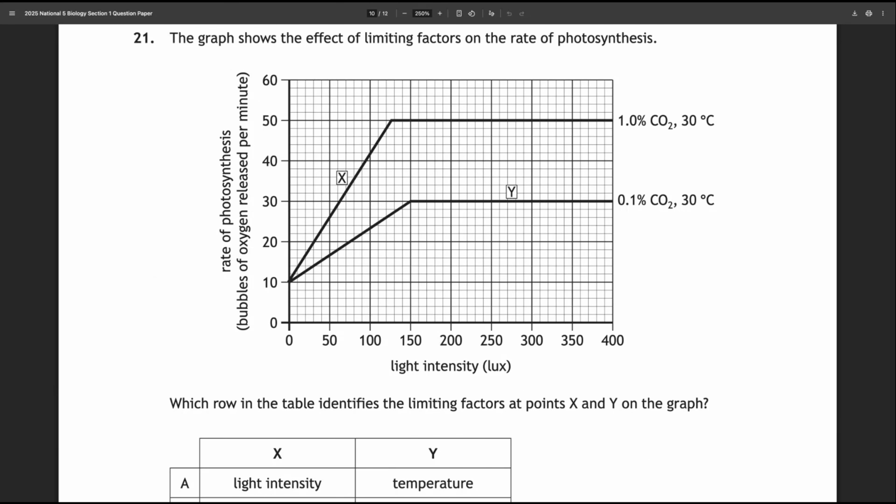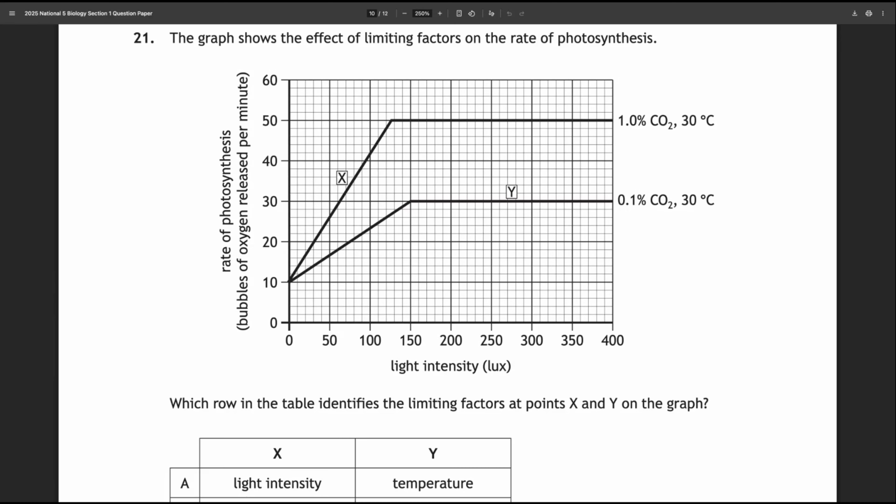Okay, question 21. The graph shows the effect of limiting factors on the rate of photosynthesis. So X here, we've got more carbon dioxide, we've got 1.0% compared to 0.1, and the temperature has been kept the same between X and Y. So which row in the table identifies the limiting factors at points X and Y on the graph? So I always teach my students that when the point is on the upward part of the curve or the graph, like X is here, then the limiting factor is what is written on the axis here. So that's going to be light intensity.